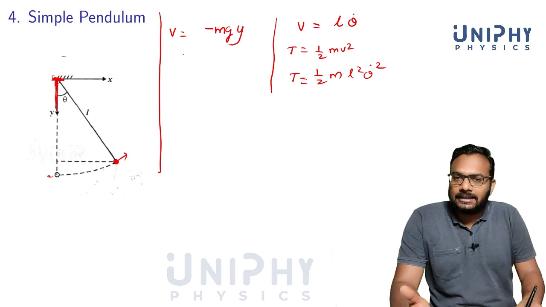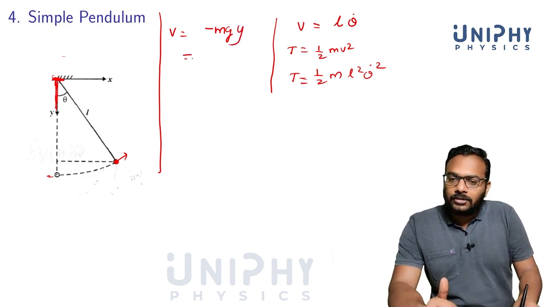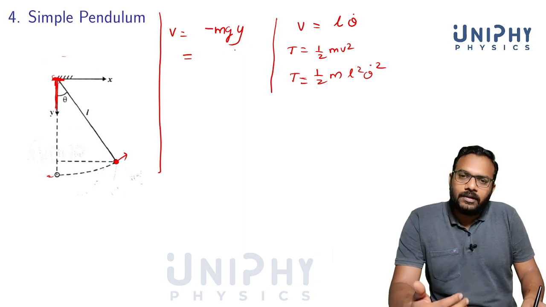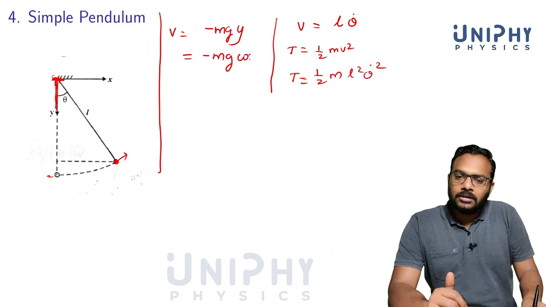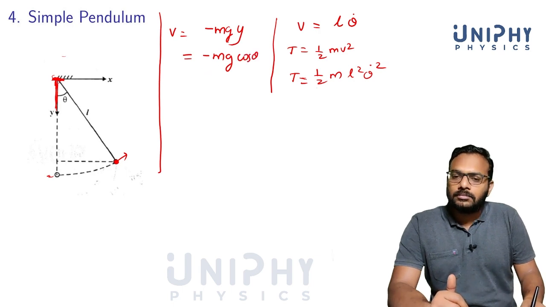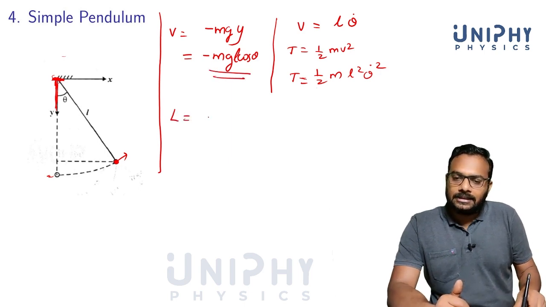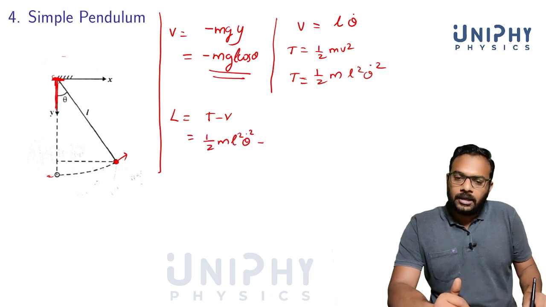Because mgh, that's mgh, right? And y is equal to L cos theta, because we cannot use y, we are using theta as the generalized coordinate, so you write it as minus mg L cos theta. This is the potential energy. Now we have got the Lagrangian L equal to T minus V, that's equal to half m L square theta dot square plus mg L cos theta.